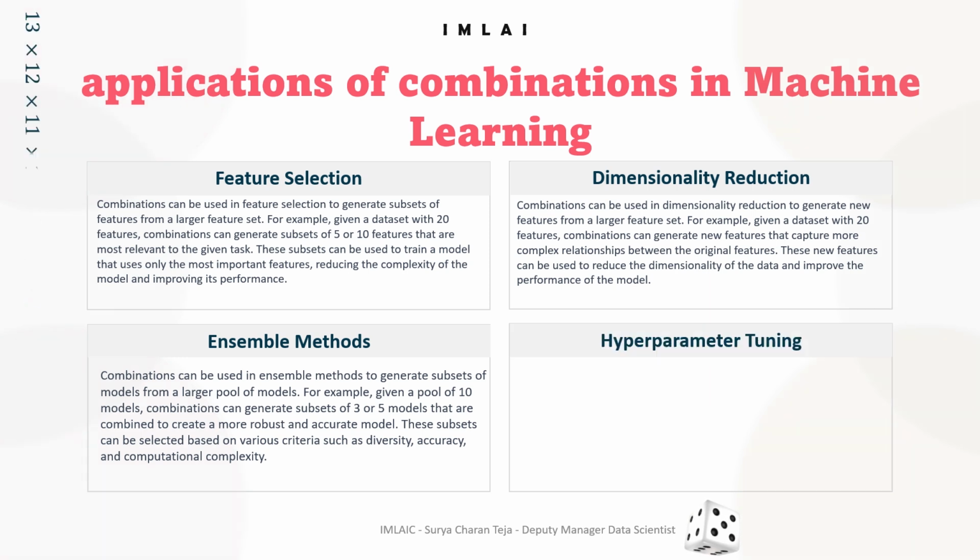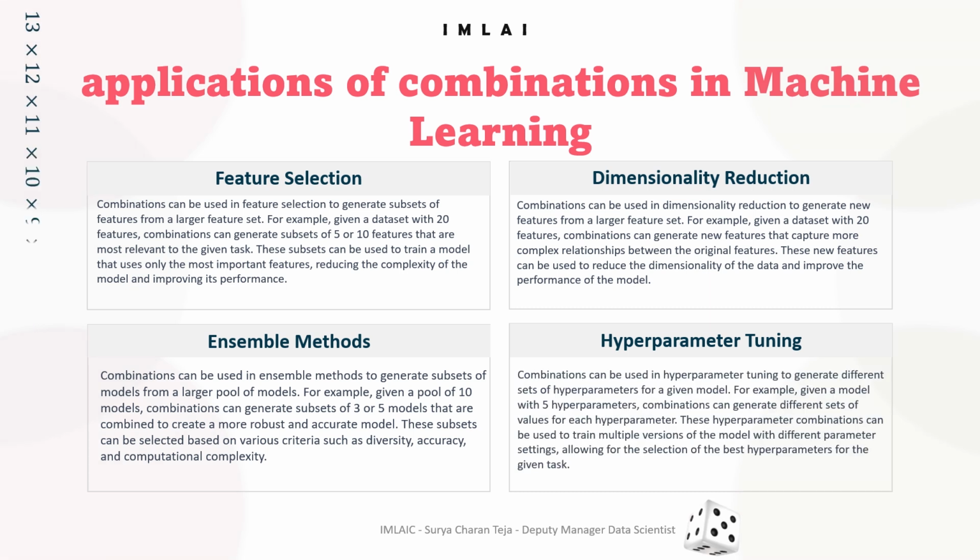Then the last one, but not the least, that's hyperparameter tuning. Hyperparameter tuning, very very important. In hyperparameter tuning, combinations are used to generate different sets of hyperparameters for a given model. These hyperparameter combinations can be used to train multiple versions of the model with different parameter settings, allowing for the selection of the best hyperparameters for the given task.